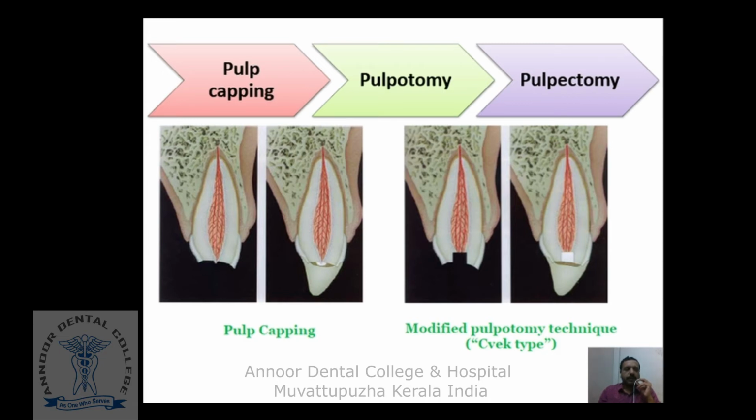Pulpectomy is indicated in a mature tooth with closed apex, that is, with complete root development. In pulpectomy, the entire pulp, including the coronal as well as the radicular pulp, is removed. The canal is then disinfected with root canal irrigants and intracanal medicaments and obturated three-dimensionally.